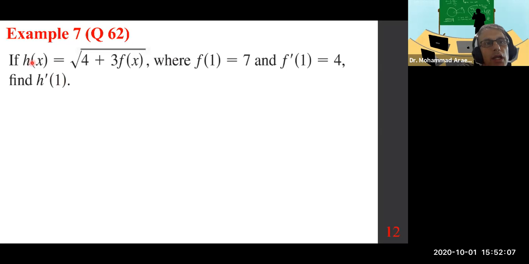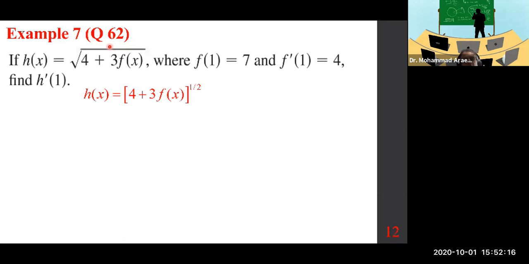So h of x is this, right? Now, how do you differentiate this? Because of the square root, we change it. Do you remember that? Because of the square root, we're going to rewrite this as 4 plus 3f of x to the power of 1/2. So what is h prime of x? Let's go over it step by step. H prime of x, 1/2 sits in front. You write the same thing and change the exponent to 1/2 minus 1 equals negative 1/2.